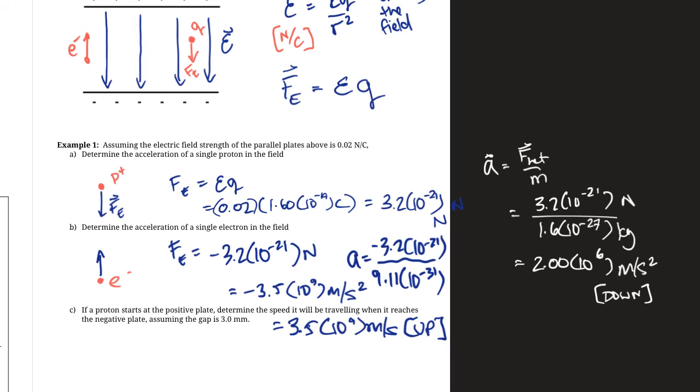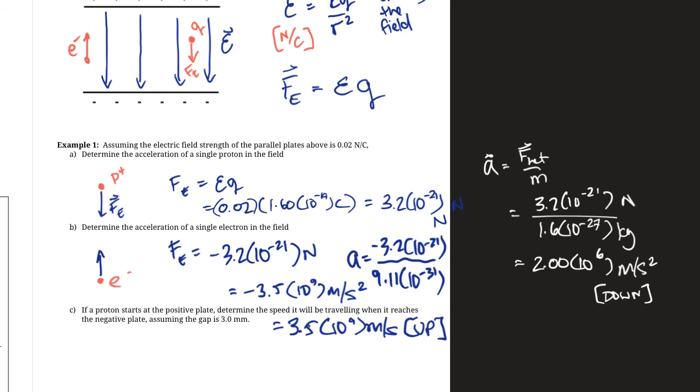But notice how this is a much faster acceleration than the proton. And that's, of course, because electrons are much less massive. This was 3.5 times 10 to the 9. This was times 10 to the 6. So it's like 1,000 times, right, more acceleration than the proton had.